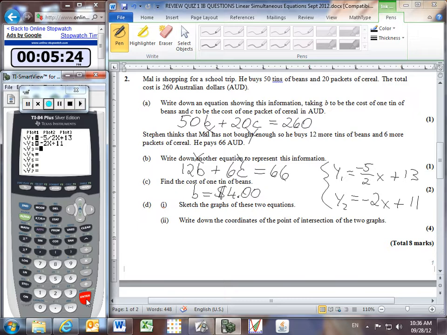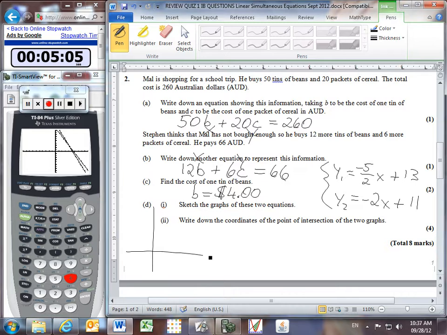Alright, let's graph those. I'm going to change my window right now to a standard viewing window because I'm not really sure where they're going to intersect, so that was zoom 6. And it resets the default window from negative 10 to positive 10. There, I can see my point of intersection, so if I was going to sketch the graph, I can see that one comes down like that, and the other one comes down very similar, and they intersect right there.